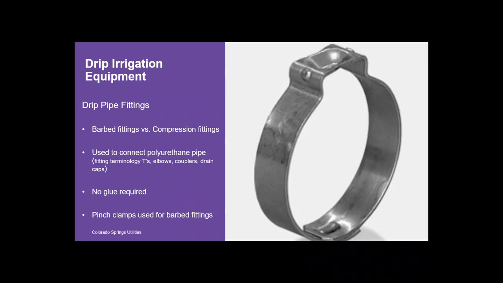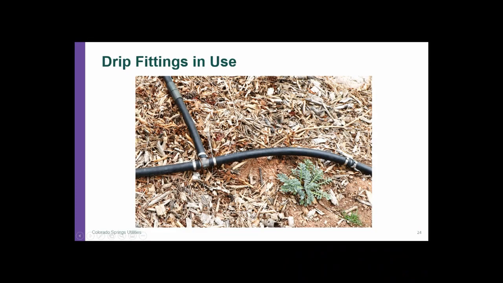One of the biggest benefits of drip irrigation is no glue is required. So again, we can use those barb fittings or the compression fittings. And this is an example of that pinch clamp that you put on that pipe, and you go ahead and use a pinch clamp or a clamp tool to squeeze around that pipe to make sure that it's going to stay on that fitting. Here's a quick example of those fittings in use.